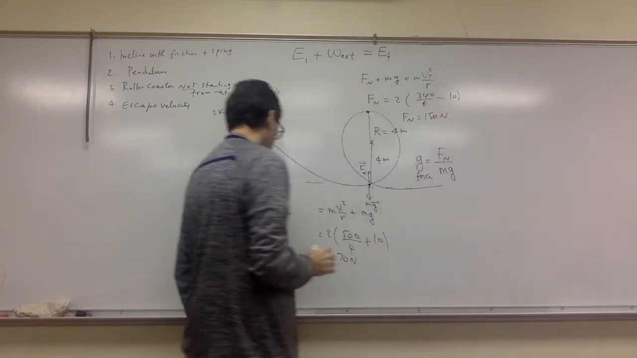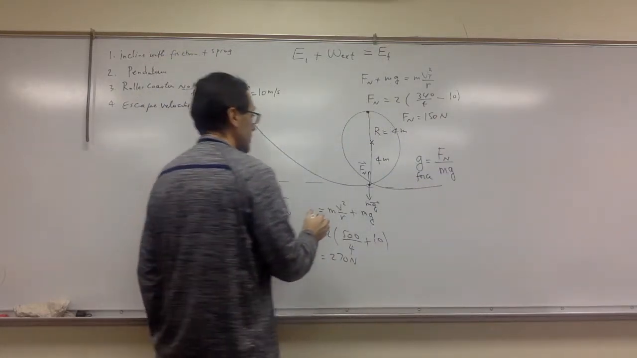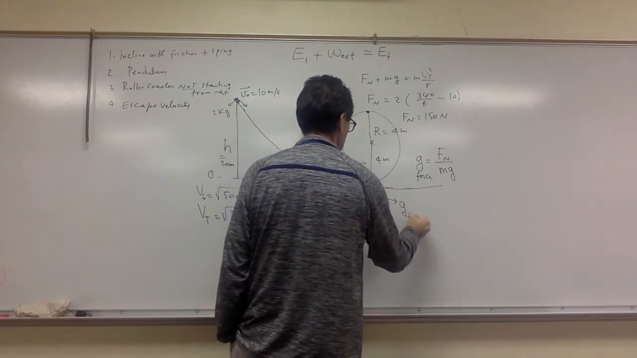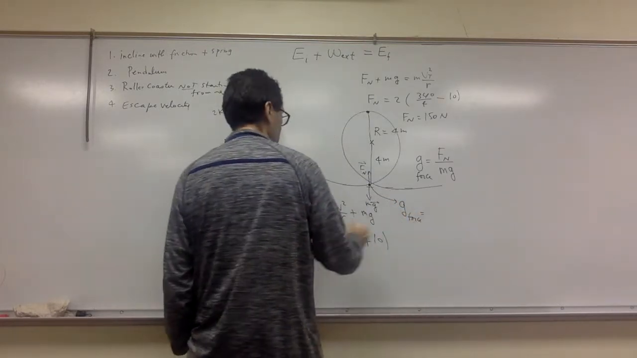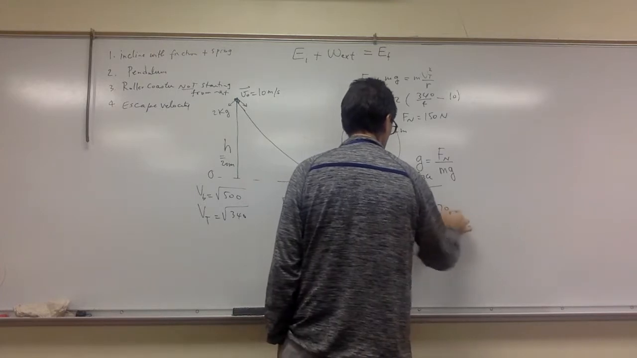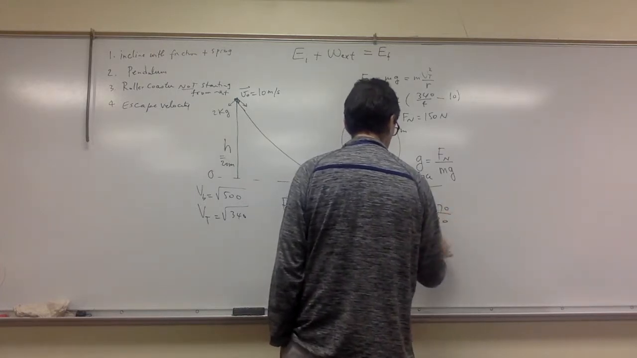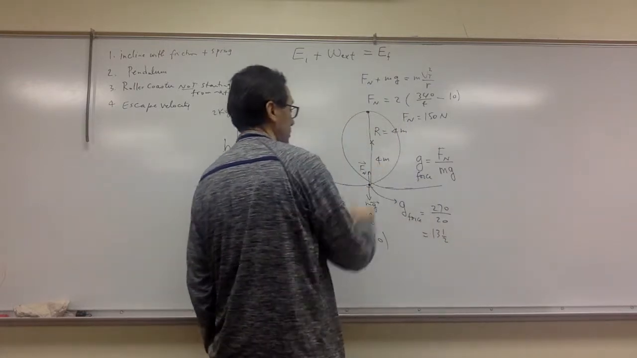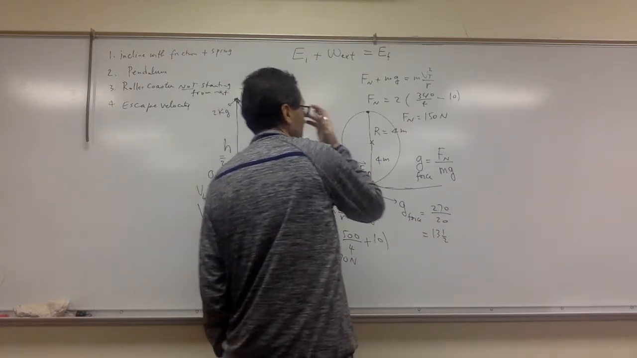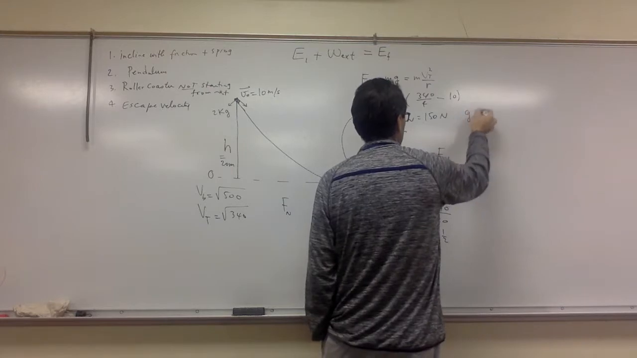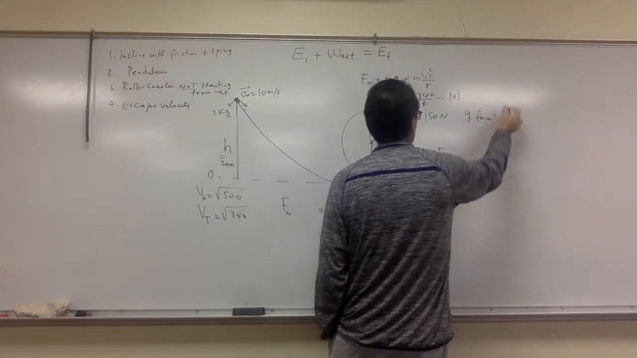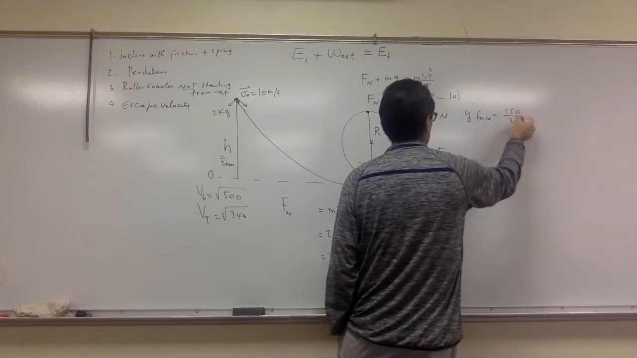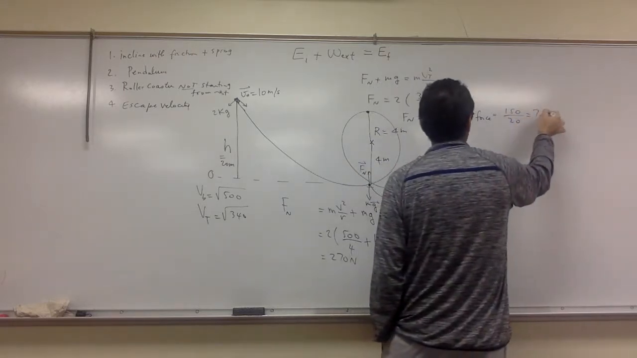150 newtons, right? Now, the G force at the bottom, down here, will be 270 over 20, right? So that's about 13 and a half. No units, because you're doing the ratio of two forces. The G force at the top would be 150 over 20, which is 7.5.